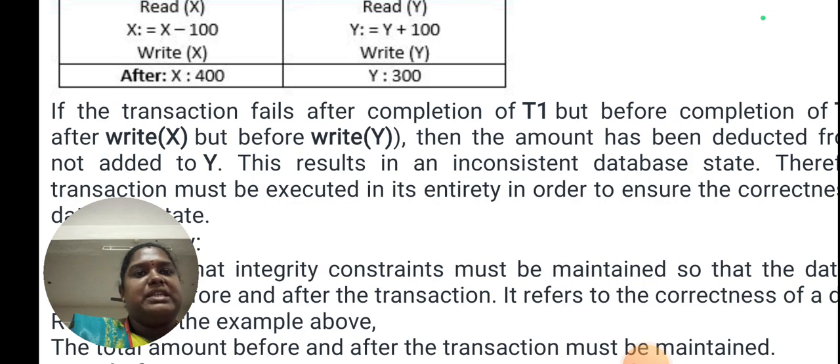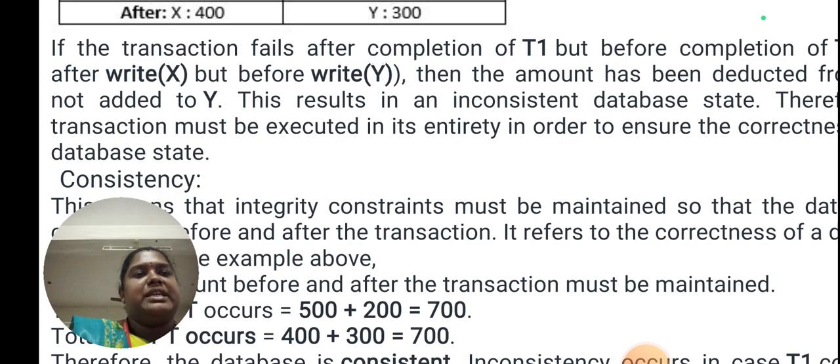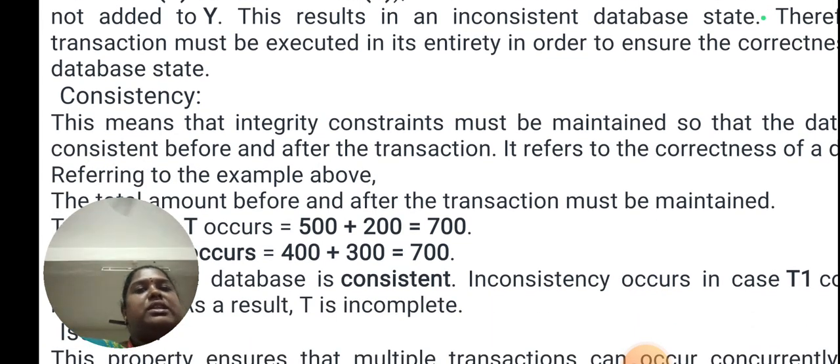If the transaction fails after completion of T1 but before completion of T2, that is, after write of X but before write of Y, then the amount has been deducted from X but not added to Y. This results in an inconsistent database state, so the transaction must be executed in its entirety in order to ensure the correctness of the database state. Consistency means integrity must be maintained so that the database is consistent before and after the transaction. It refers to the correctness of the database.